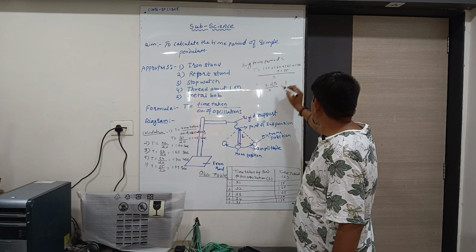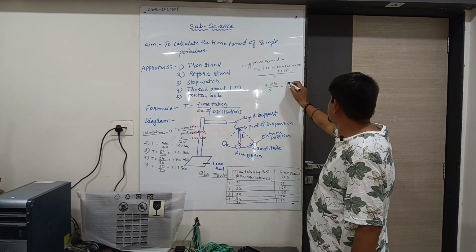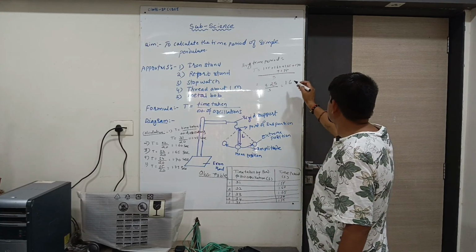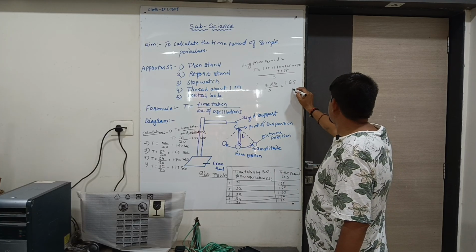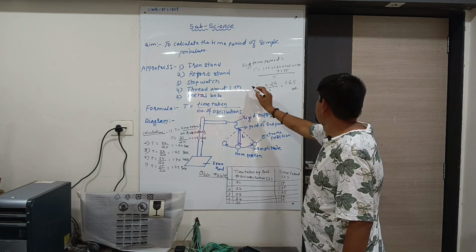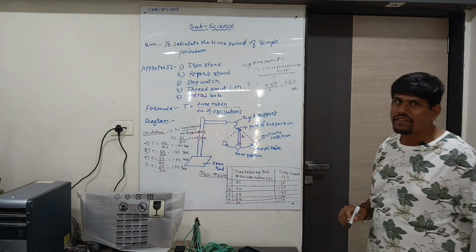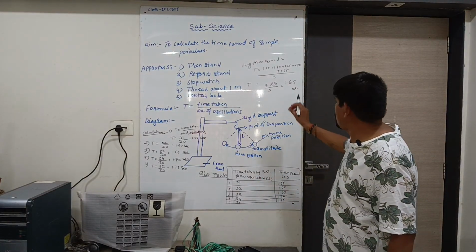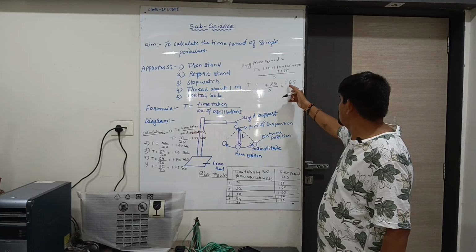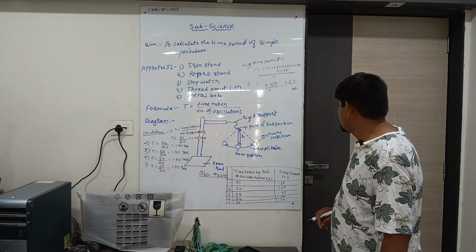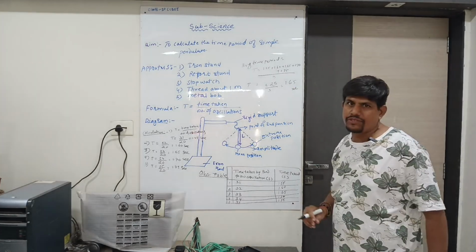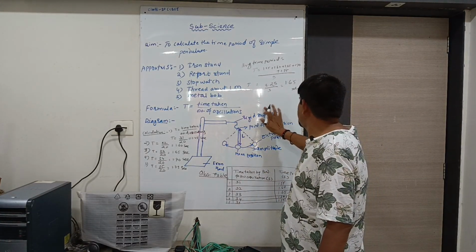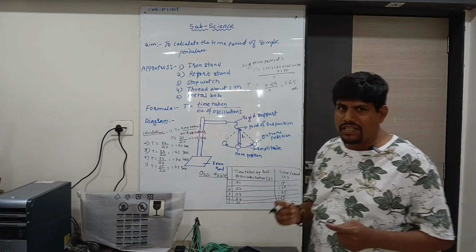5 ones are 5, 5 sixes are 30, and 5 fives are 25 seconds. So your time period for this pendulum for 20 oscillations, and for the time period of one oscillation, it is equal to 1.65 seconds. This is the time period of your simple pendulum. So it is very easy to calculate.